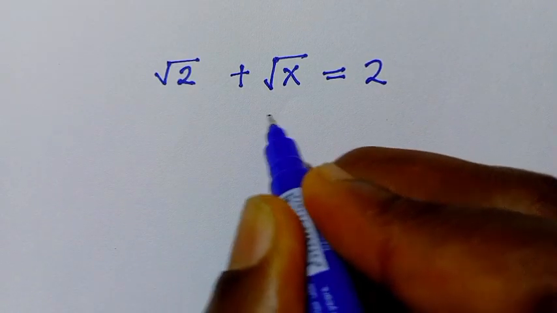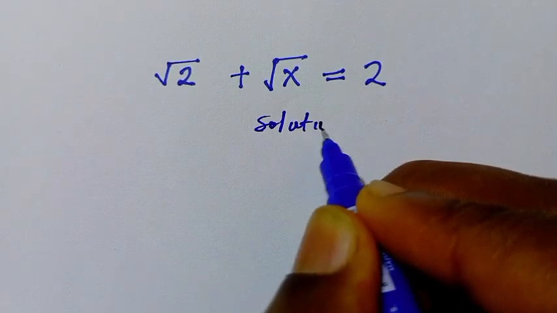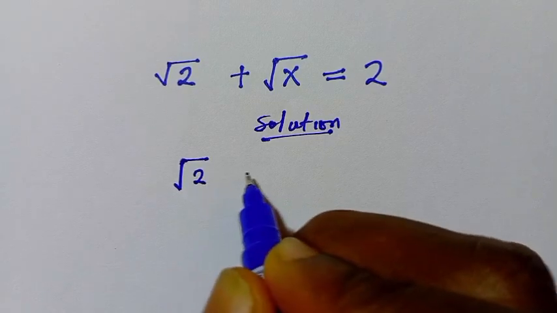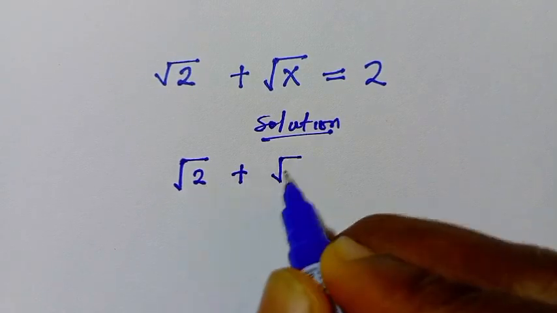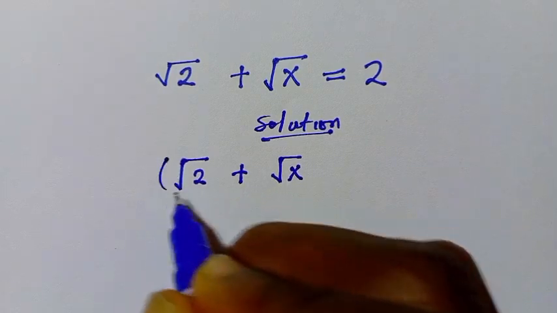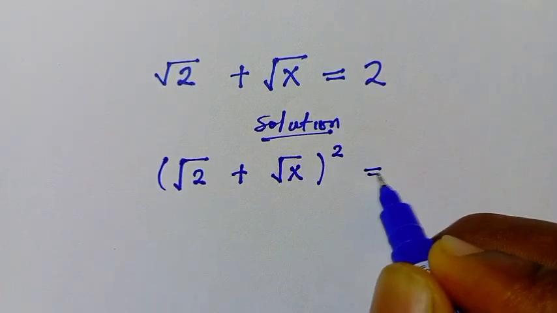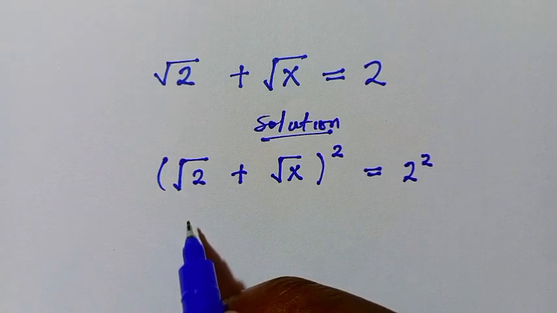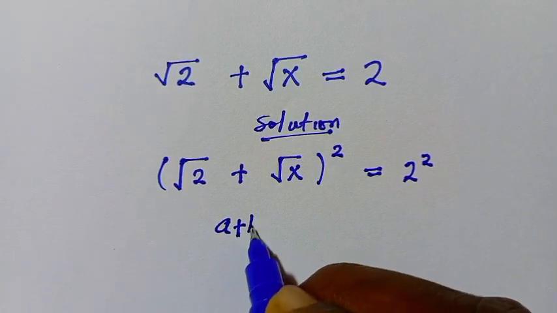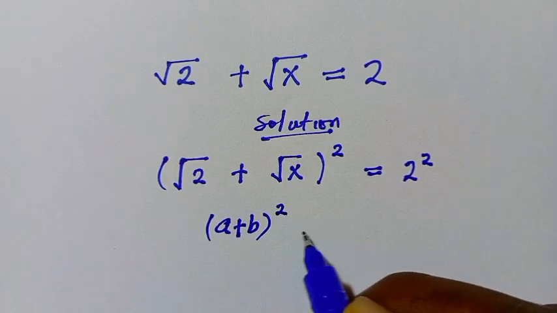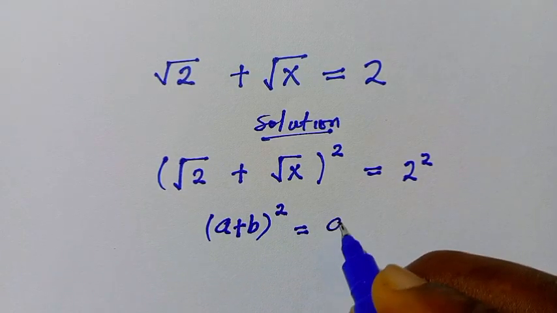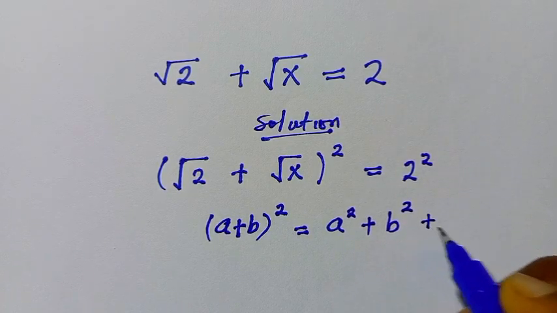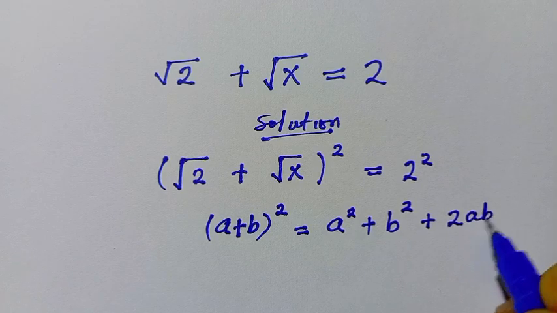So, how to solve this Olympiad equation? Let's see solutions. First is by taking the square of both sides. We have root 2 plus root x, by taking the square of it, equals 2 squared. So, this is when we have (a + b) raised to power 2 equals a squared plus b squared plus 2ab.